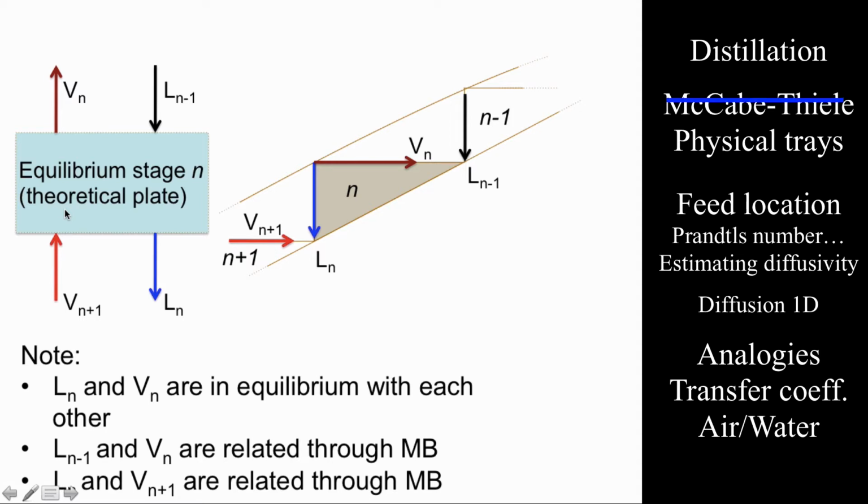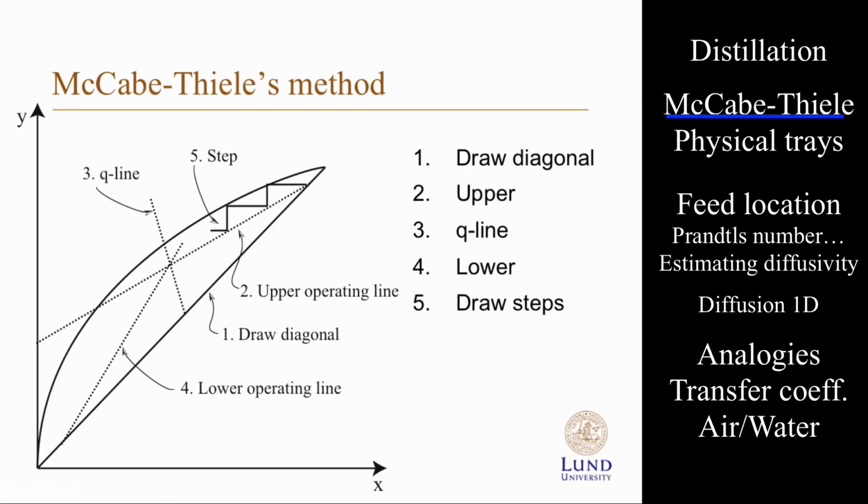Now, you can't say what the composition will be in a real tray when you do this method, because we don't draw these real trays. You could if you used the Murphree tray efficiency instead and had different efficiencies on each tray, but we don't do this in this course. So Ln and Vn are in equilibrium with each other, and Ln-1 and Vn are related through a mass balance, just as Ln and Vn+1 are related through a mass balance.